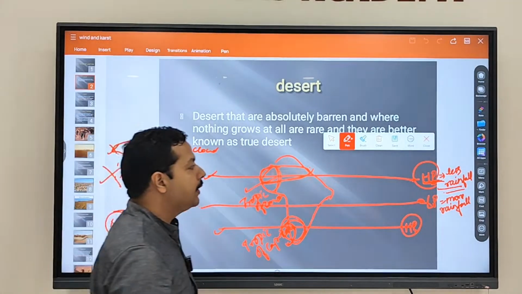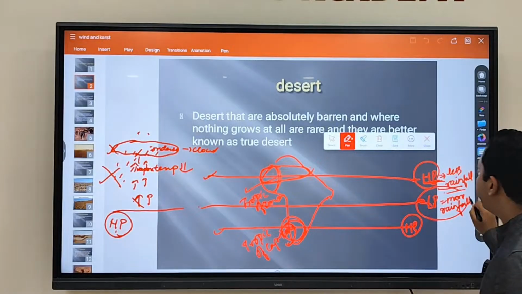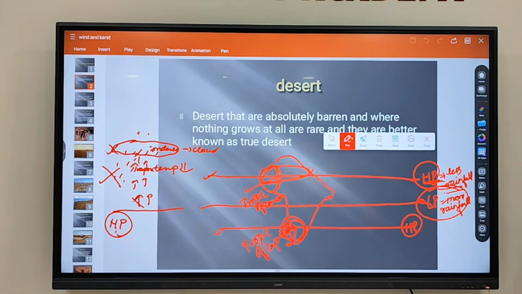So remember, on the equator you will not find a desert because it is a zone of low pressure. While in Tropic of Cancer and Tropic of Capricorn, why you're going to find the desert? Because it's a zone of high pressure. Clear?